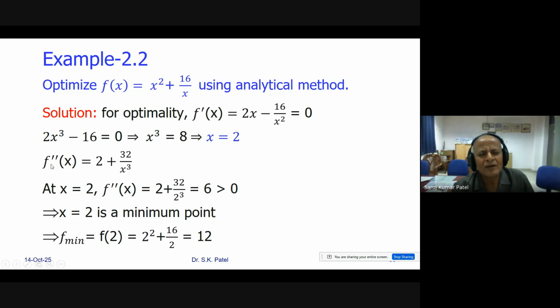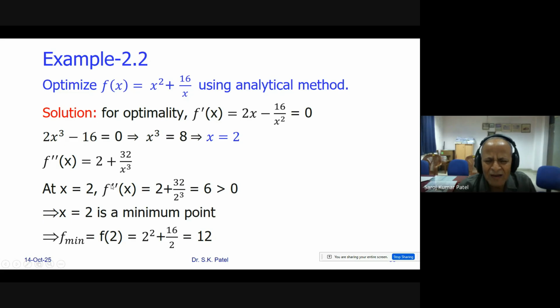To do that, take the higher order derivative, that is the second order derivative. If f of x is x square plus 16 by x, the first derivative is 2x, and its derivative will be 2. And for 16 by x square, the derivative will be 32 by x cube, since negative of negative is positive. Now at x equal to 2, substitute the value here: 2 plus 32 by x cube. 2 to the power 3 is 8, so 32 by 8 will be 4. 4 plus 2 will be 6. This is a non-zero number, so we stop here.